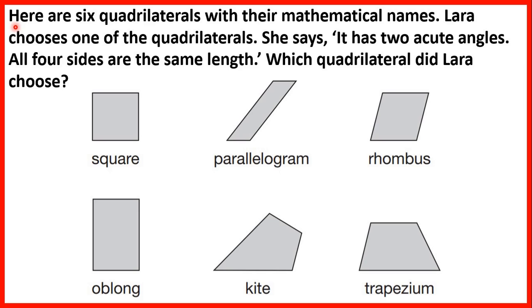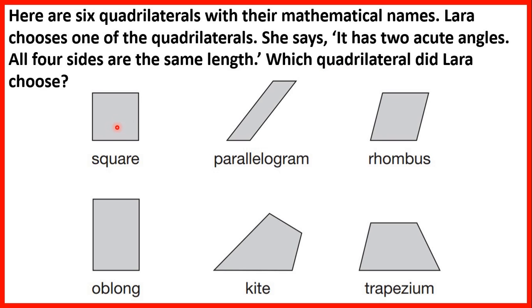Here are 6 quadrilaterals with their mathematical names. Lara chooses one of the quadrilaterals. She says it has 2 acute angles. All 4 sides are the same length. Which quadrilateral did Lara choose? So remember, a quadrilateral is a 4-sided shape because quad means 4.